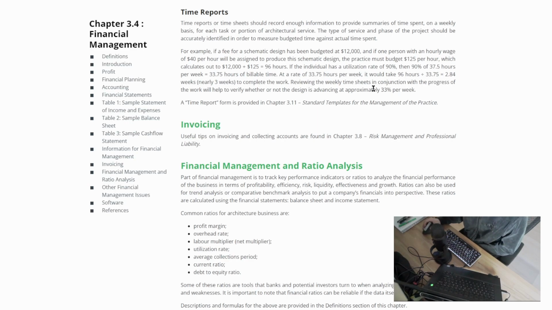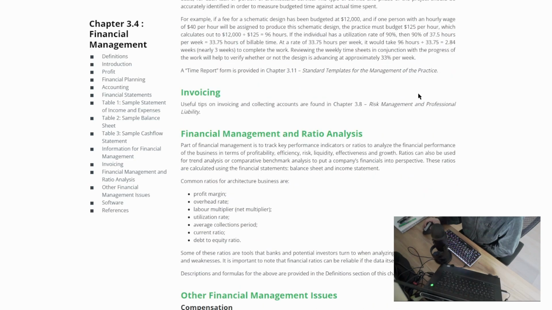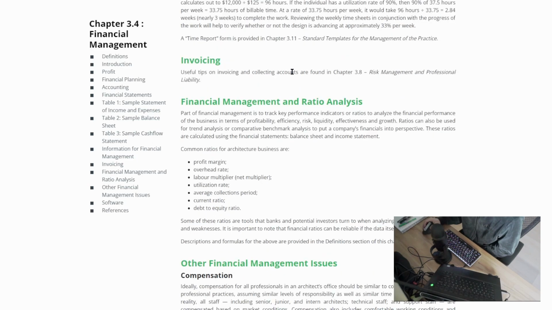Reviewing the weekly timesheets in conjunction with the progress of the work will help to verify whether or not the design is advancing at approximately 33% per week. A time report form is provided in Chapter 3.11.